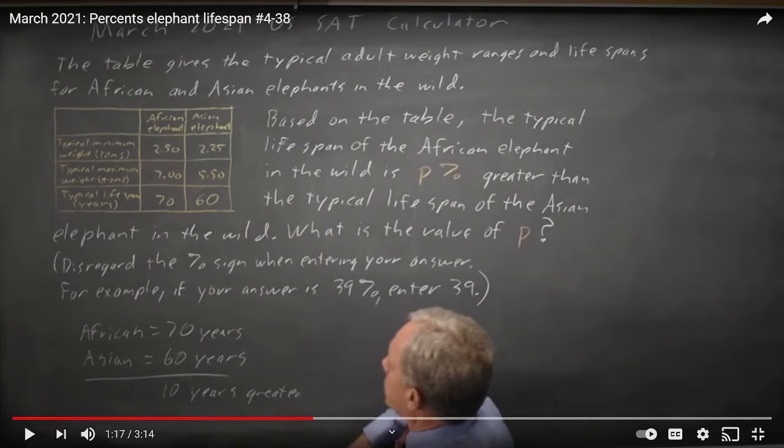You find a pencil, I gotta write that down. Okay, I got paper. I gotta write this down. 70 years for African, and then Asian, 60 years. Using subtraction, which he said previously, you do 70 minus 60 equals 10 years greater.